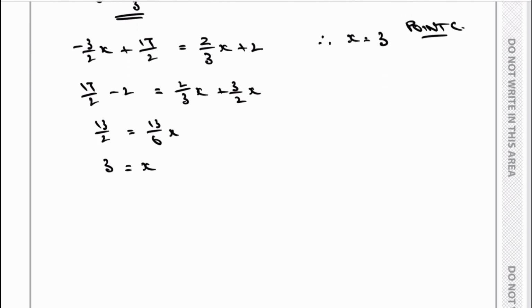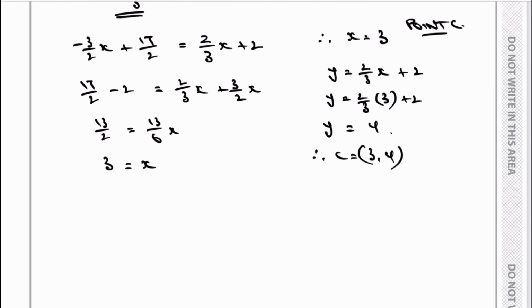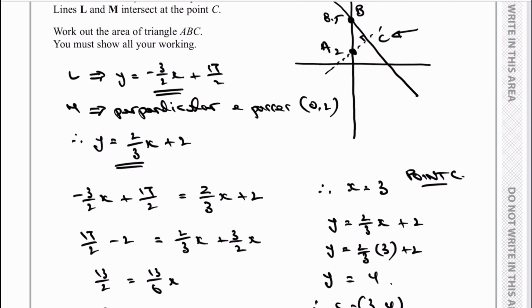So I've got a value of x = 3, and I could pick any of the equations I want. I'm just going to say that y must equal 2/3 x + 2. So y must equal 2/3 multiplied by 3, plus 2. So again, very neatly, y equals 4. So C must equal the point (3, 4). So now we're in a position where we've got all the information we need. This point is (3, 4).